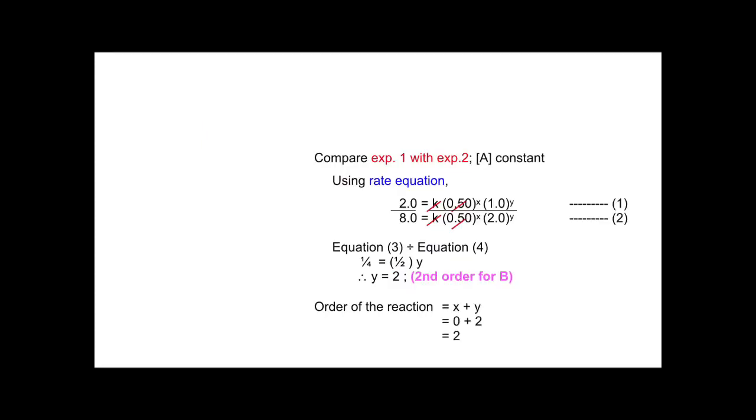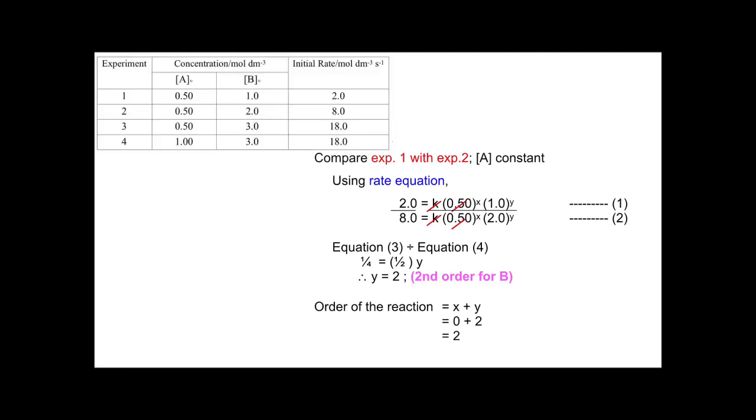Untuk dapatkan value of Y pula, kita boleh compare eksperimen 1 dengan eksperimen 2. Kalau tengok dalam table, concentration A adalah sama untuk kedua-dua eksperimen, tapi concentration B adalah berbeza. So kita ambil data eksperimen 1 bahagi data eksperimen 2. Kita buat sama macam tadi. Sekarang kita boleh cancelkan K. Kita juga boleh cancelkan concentration of A.